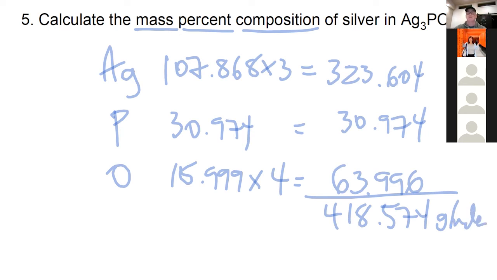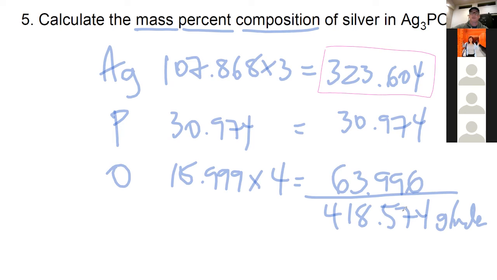What's my mass of silver in it? 107.868. Is that the total mass of the silver in the molecule? Because remember, we want the mass of all the silver in the molecule, times 3, right? So it's this one. We already have the number.